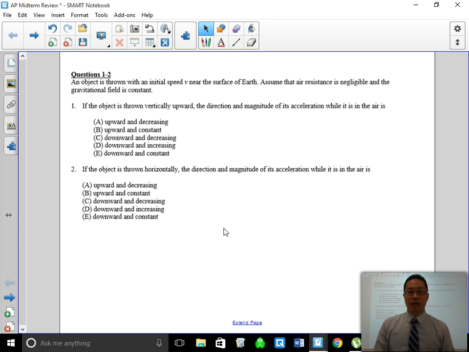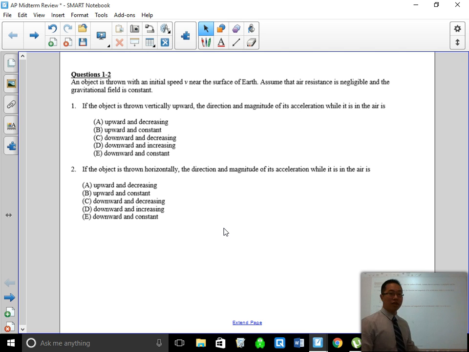Hi, AP Physics. I am going to go over the AP Physics 1 midterm review questions, and we'll start with question number 1. An object is thrown with initial velocity v near the surface of the Earth, and if it's thrown upward, they're asking what's the direction and magnitude of its acceleration.